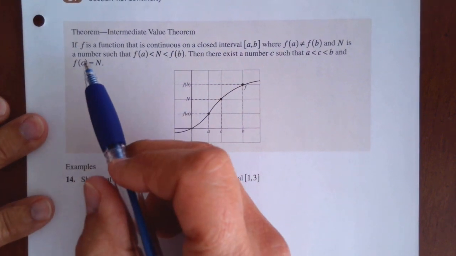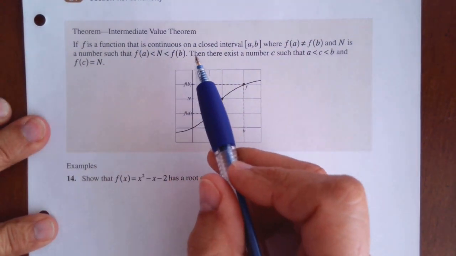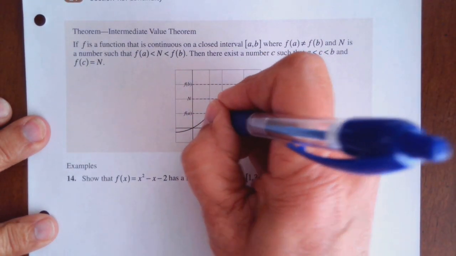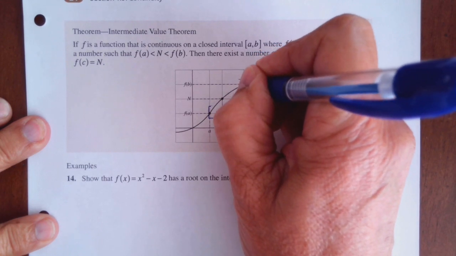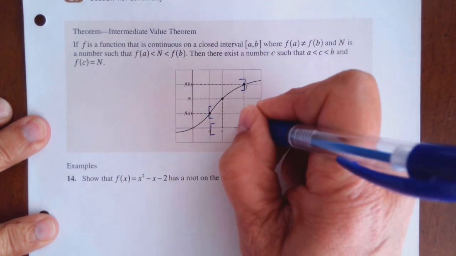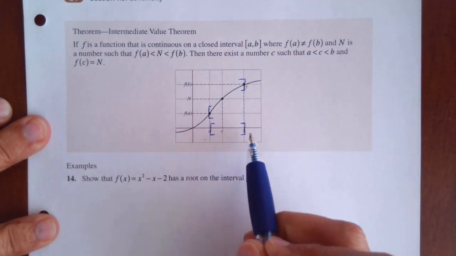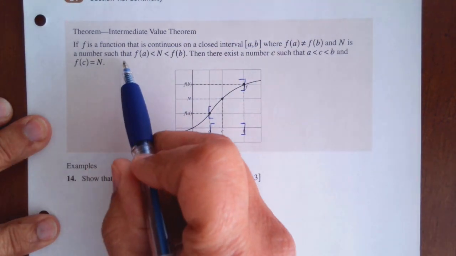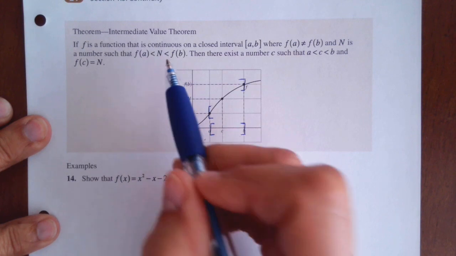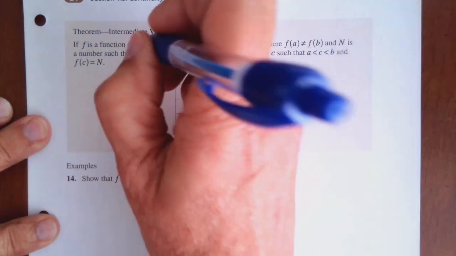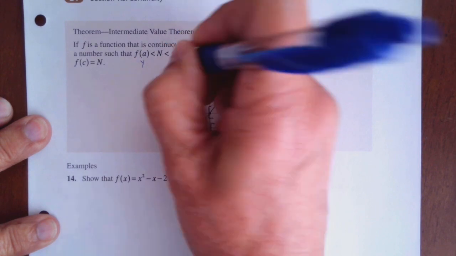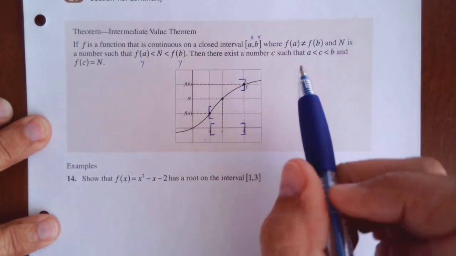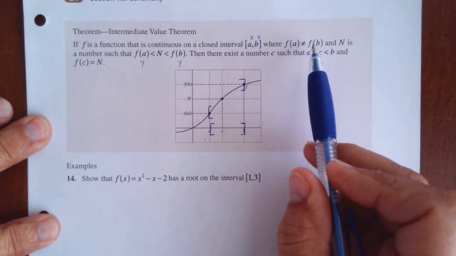So the theorem says that if f is a function that is continuous on a closed interval from a to b, so we're only looking from here to here, okay? So from a to b, closed interval. So if we have a closed interval and n is a number between f of a and f of b, so it's telling you, now remember, these are the y values, right? This is the y value. Okay, and then these are the x values up here, right? All right, so f of a is the y value, f of b.